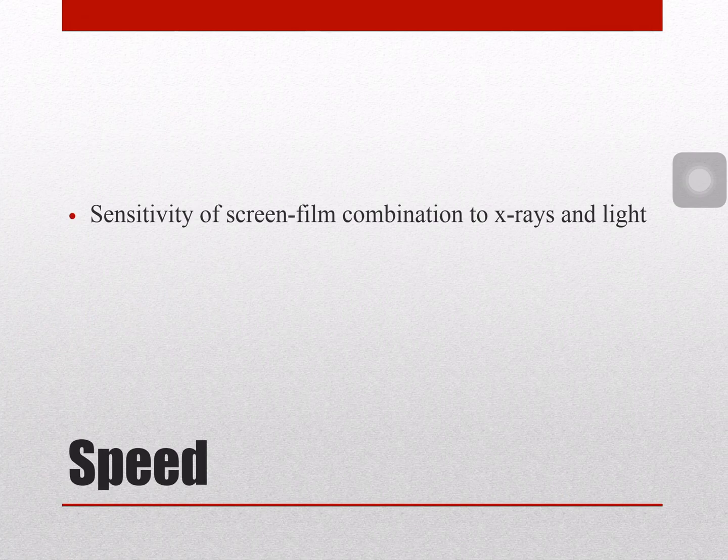Sensitivity of the screen film combination to X-rays and light, that is speed. So for direct exposure, speed is principally a function of the concentration and the total number of silver halide crystals. For screen film, the silver halide grain size, shape, and concentration are the principal determinants of the film speed. So to optimize the speed, screen films are usually double emulsion. Double emulsion can double its speed.